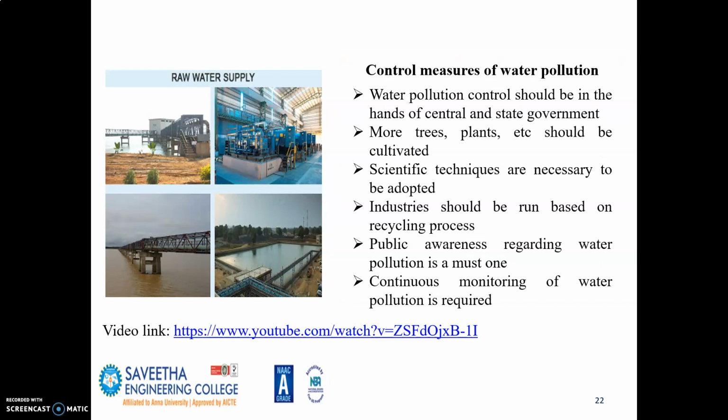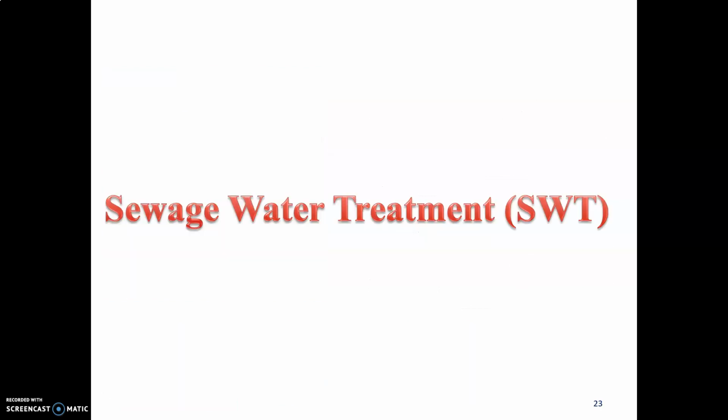What are the control measures related to water pollution? Number one, water pollution control should be in the hands of the central and state governments. Number two, more trees and plants should be cultivated. Scientific techniques need to be adopted. Industries should be run based on recycling processes. Public awareness regarding water pollution is a must, and continuous monitoring of water pollution is required.